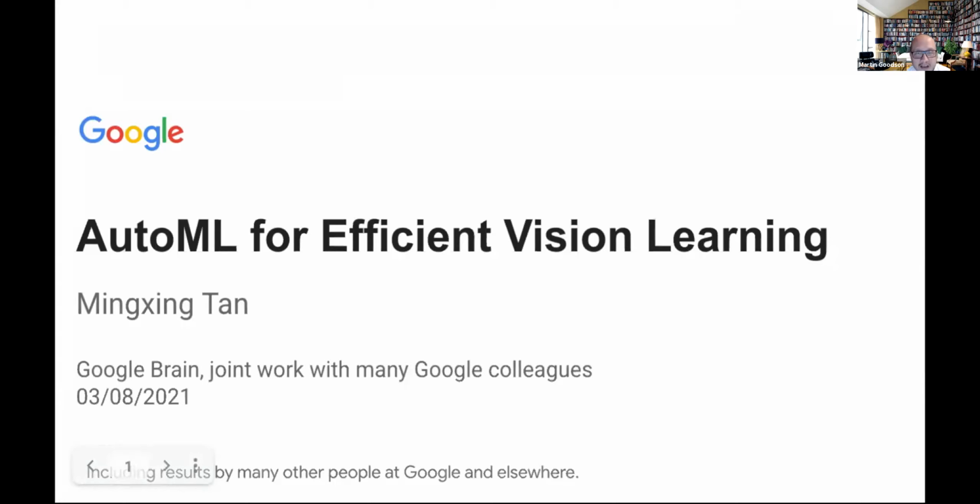We are going to have a talk today by Mingxing Tan, who's from Google Brain, who's going to be talking about AutoML for efficient vision learning. Mingxing is going to talk for about 40 minutes, and then we're going to have some questions.